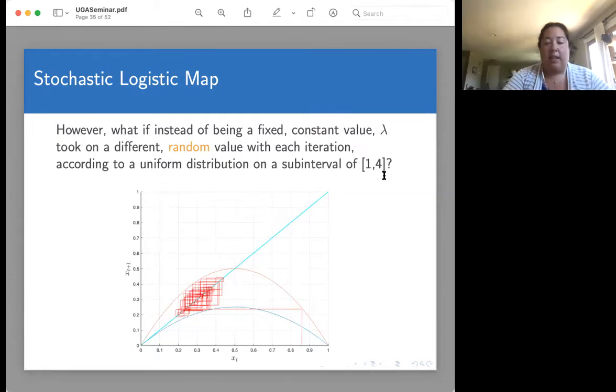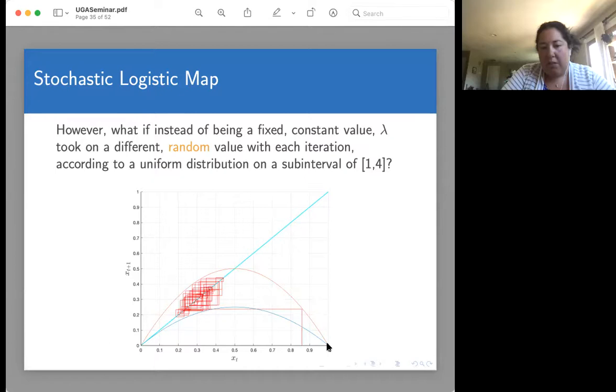So I'm not looking at delta distributions for the most part, just because that makes a lot of the math that we end up doing later on a lot nicer. So this is a cobweb diagram that I made where lambda is taking on random values, I think, according to a uniform distribution on 1 to 4.